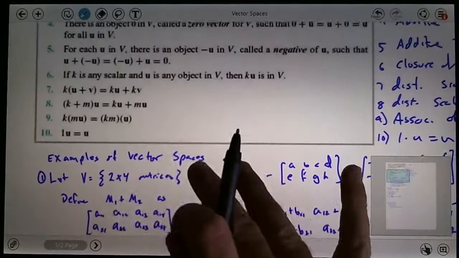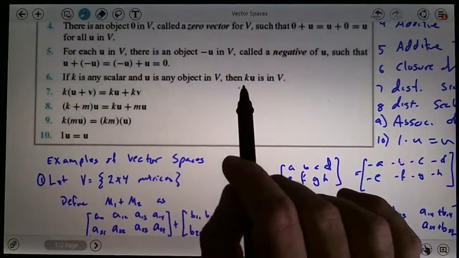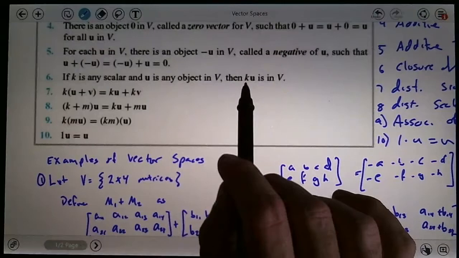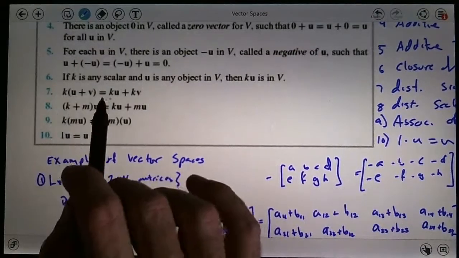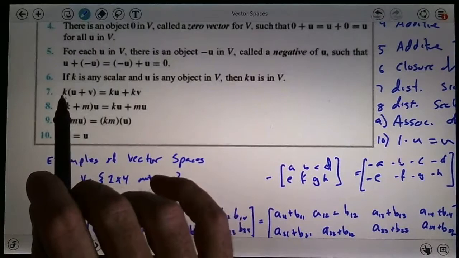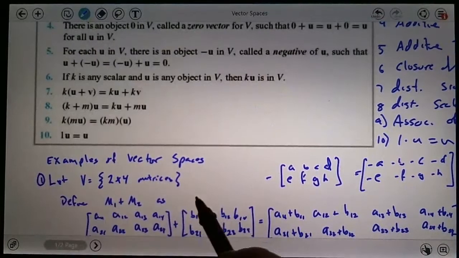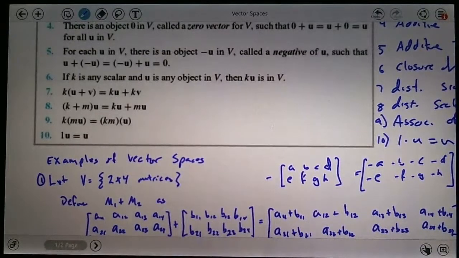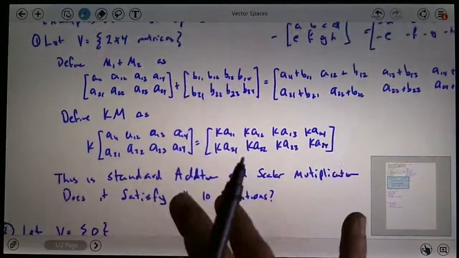So that's good. When I multiply by a scalar, if I take the 2 by 4 matrix and multiply it by a scalar, do I get a 2 by 4 matrix? Yes, I do. Does scalar multiplication distribute over addition? Well, we've proven this for matrices. This property is satisfied. All of these are satisfied. And yes, this is a vector space. It does satisfy that.